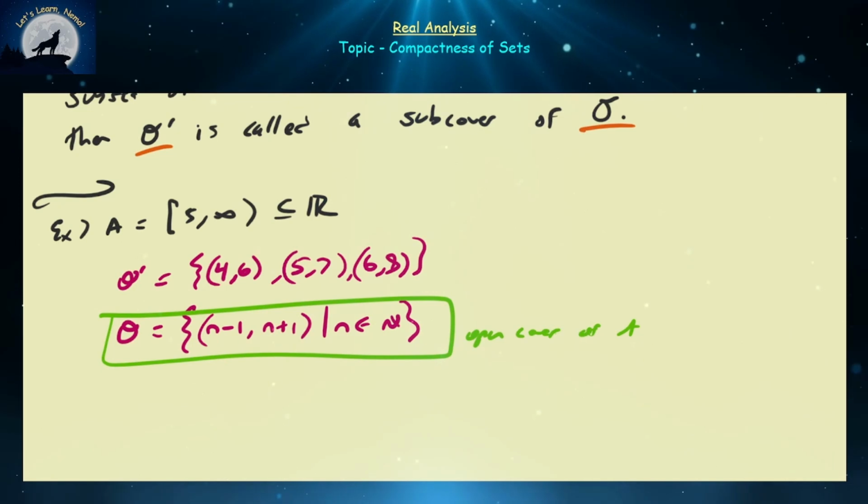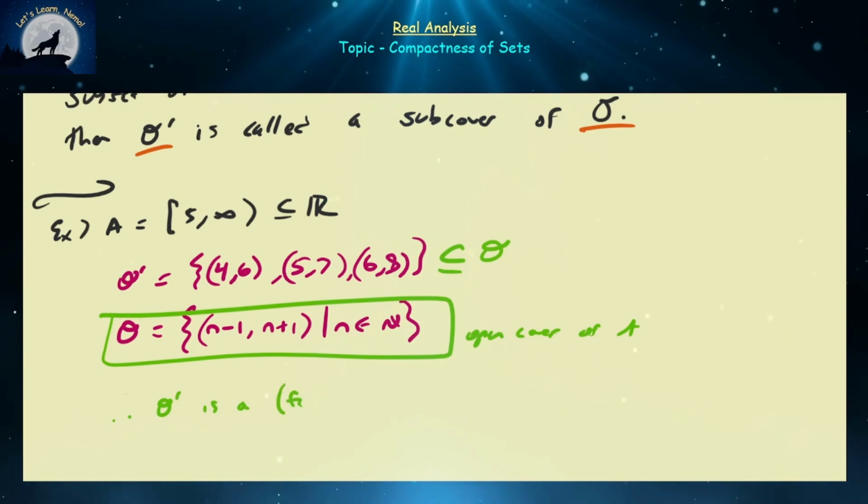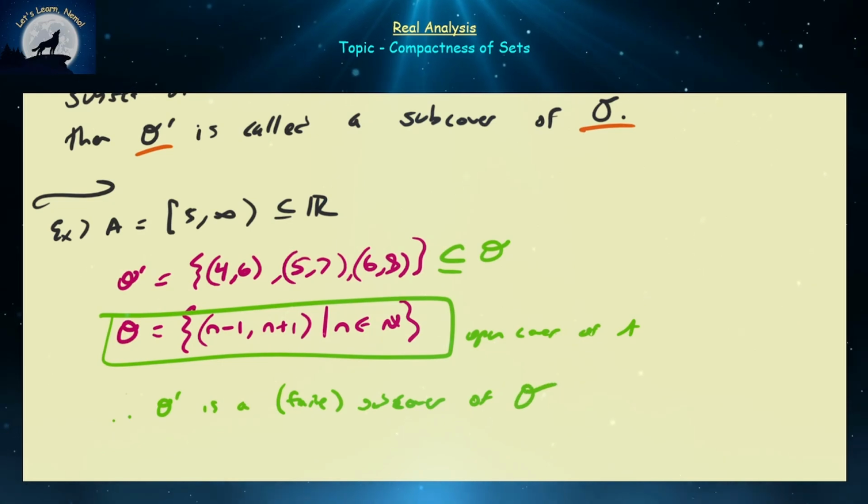So we can clearly see that O is an open cover of A, and we can clearly see that this set is a subset of O. So from these two particular things, we can clearly see that O prime is, more in particular, a finite subcover, not of A, but of O. Right? So we have subcovers, we have open coverings.